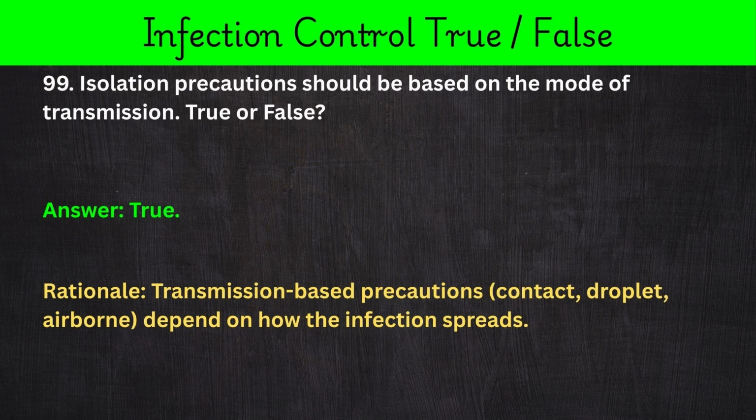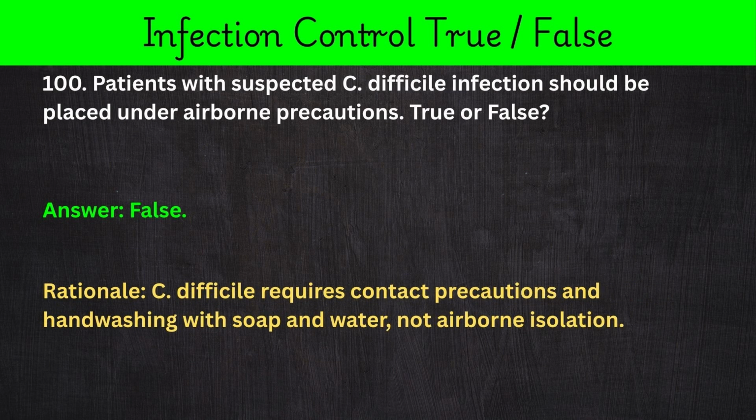99. Isolation precautions should be based on the mode of transmission. True or false? Answer: true. Rationale: transmission-based precautions, contact, droplet, airborne, depend on how the infection spreads. 100. Patients with suspected C. difficile infection should be placed under airborne precautions. True or false? Answer: false. Rationale: C. difficile requires contact precautions and handwashing with soap and water, not airborne isolation.